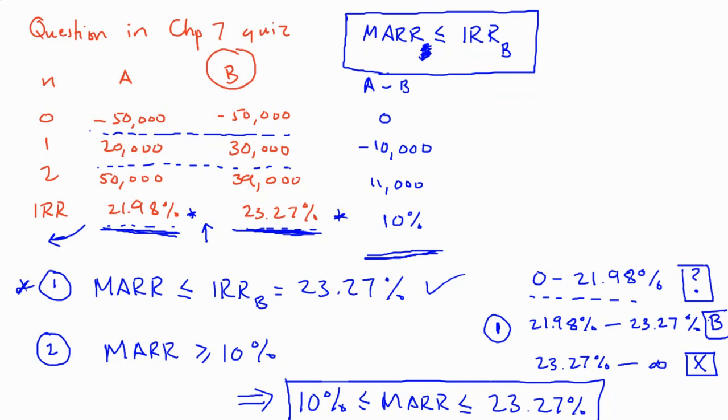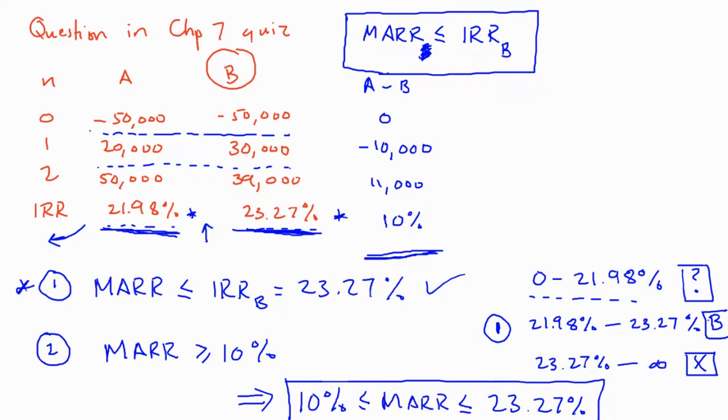Excuse me, doctor, if MAR is greater than 10 and A minus B, we choose B or A? So if MAR is greater than 10, the way I think about it, I don't have the formula ready, but if MAR is greater than the IRR of the incremental investment, that means I reject the incremental investment. So I reject choosing the costlier investment, and therefore I choose the less costly investment, which is B. Right, so yes, we choose B.